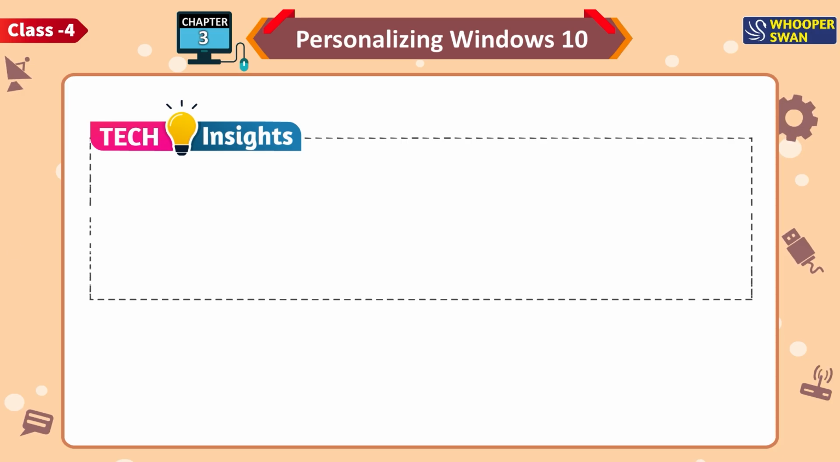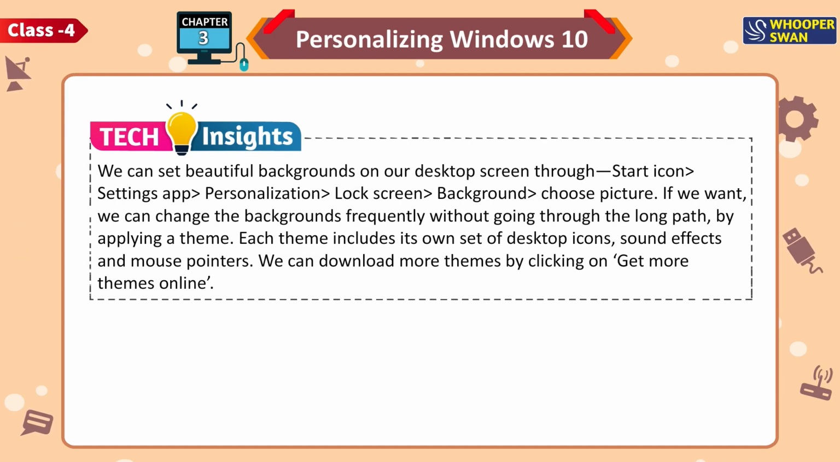Tech Insights. We can set beautiful backgrounds on our desktop screen through Start icon, Settings app, Personalization, Lock screen, Background, Choose picture. If we want, we can change the backgrounds frequently without going through the long path by applying a theme. Each theme includes its own set of desktop icons, sound effects, and mouse pointers. We can download more themes by clicking on Get More Themes online.